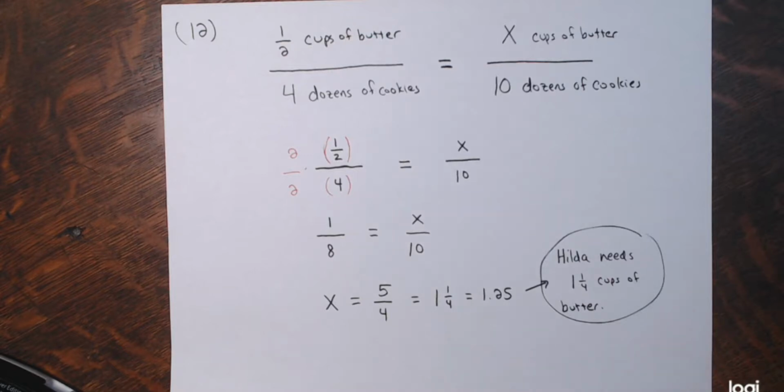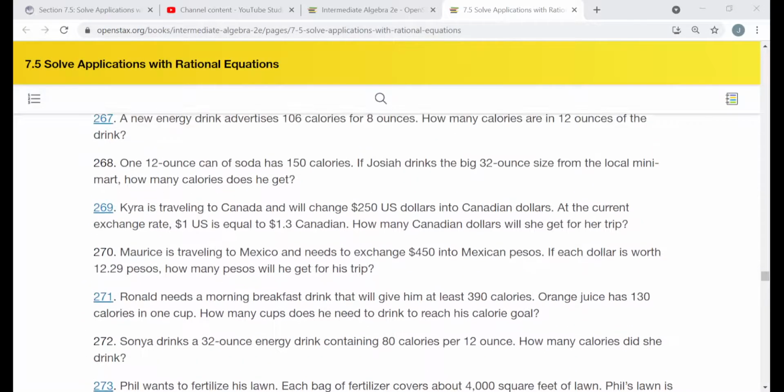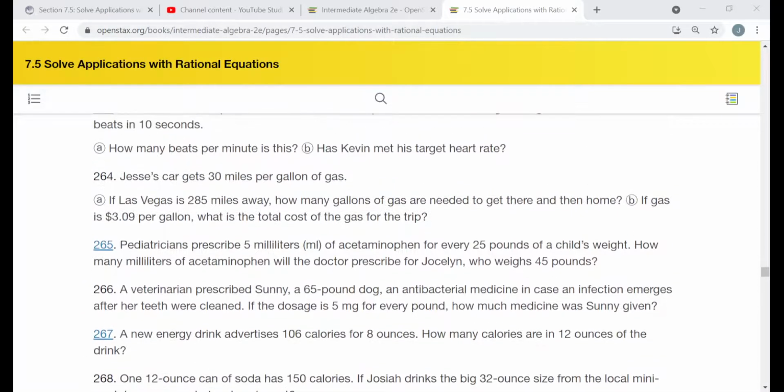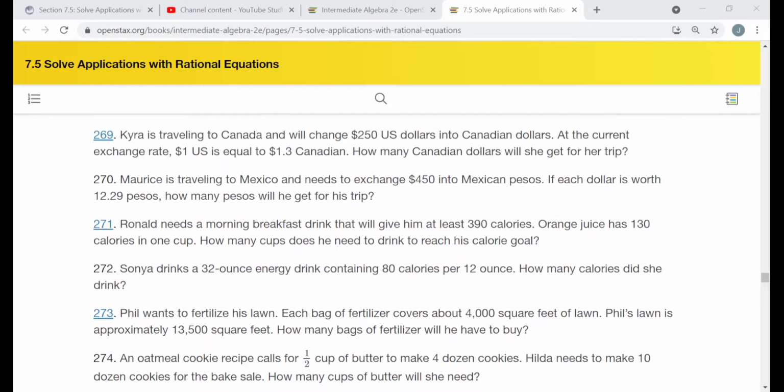Okay, great. So that's it. All 12 examples, exercises 263 through 274. Every single one was pretty similar. You set up your ratios and made sure your units were consistent. Numerator units were the same and the denominator units were the same. And then you could ignore the units for a second, solve the proportion, and then answer the question. Write a complete sentence, make it make sense.